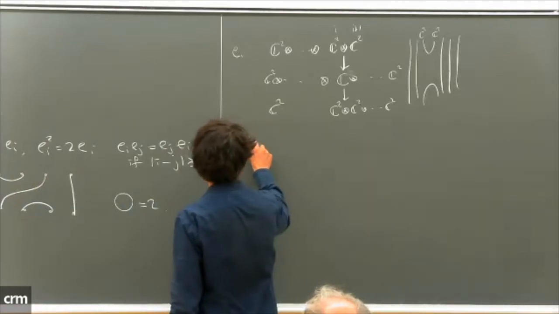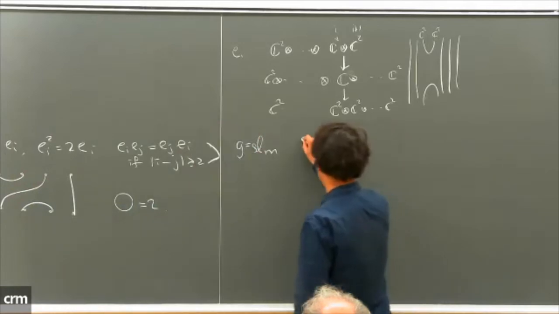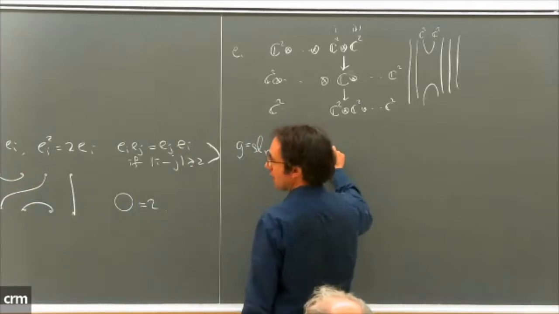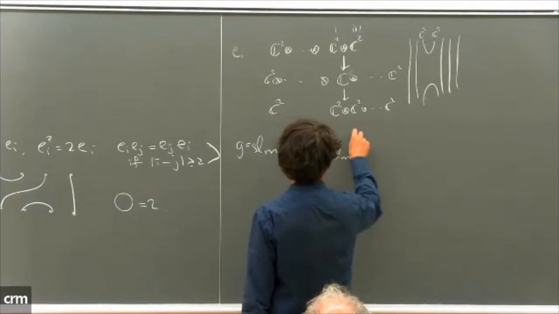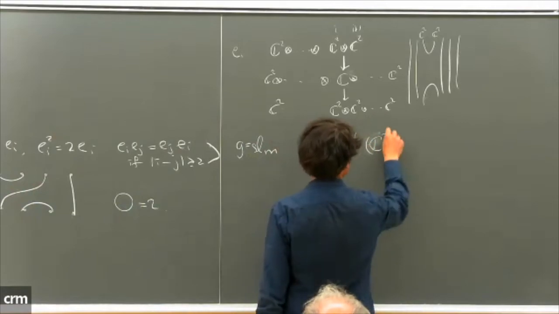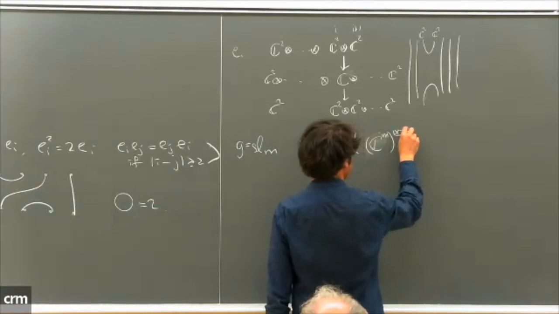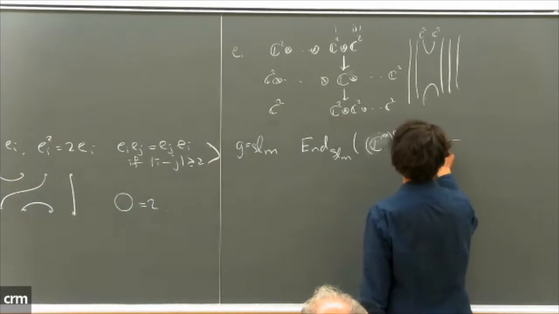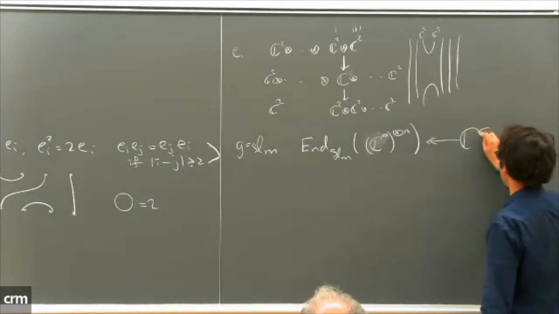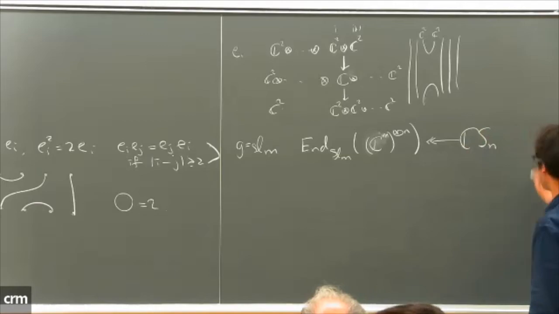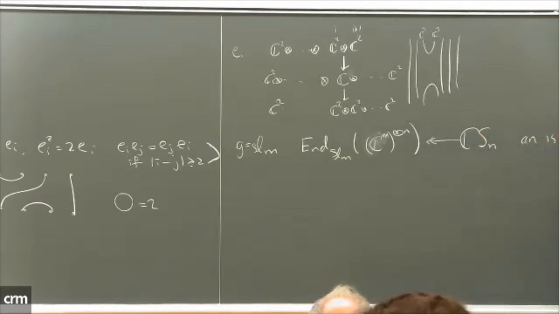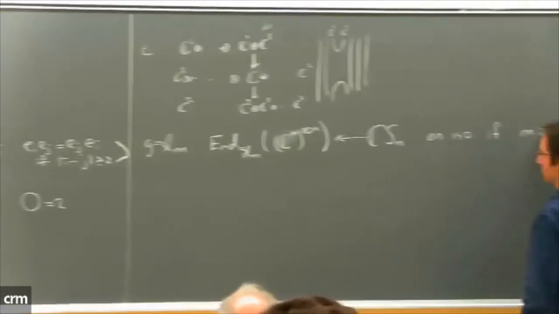If G is equal to SL_m, then there's a map, by Howe duality, where C^m is the standard representation. There's a surjective map from the group algebra of S_n, and this map is an isomorphism if m is greater than or equal to n.